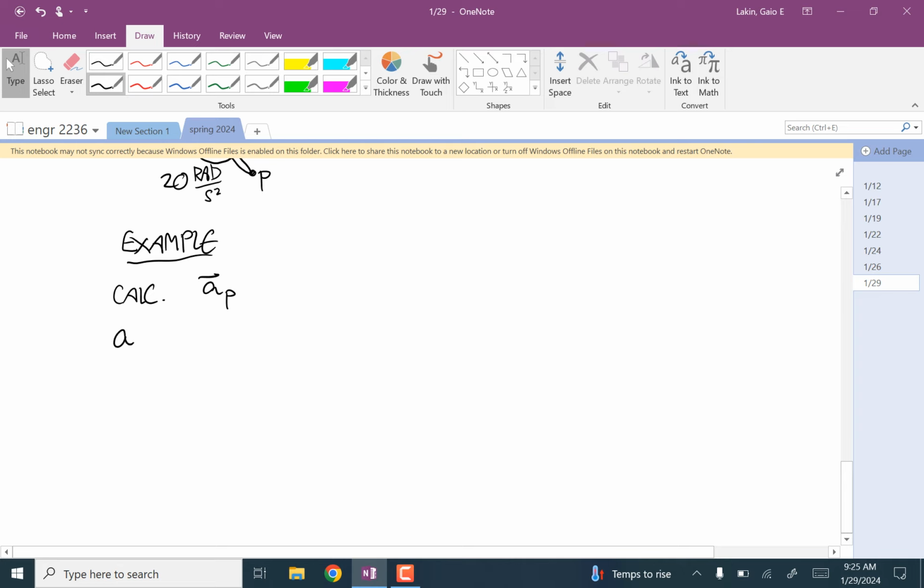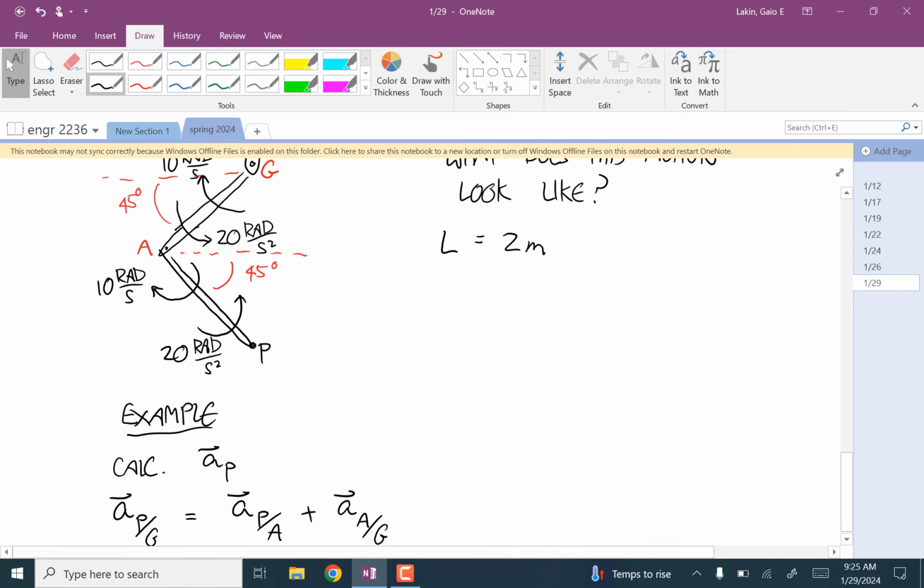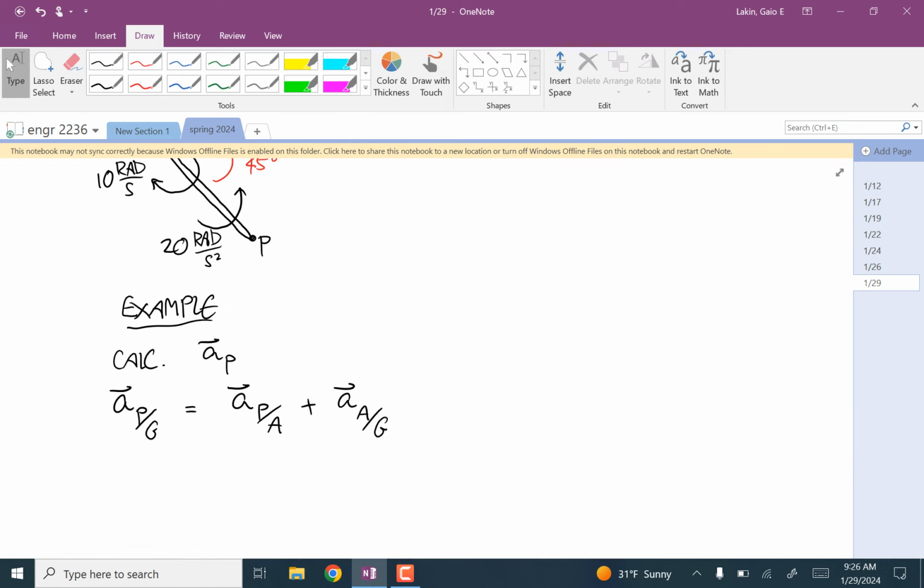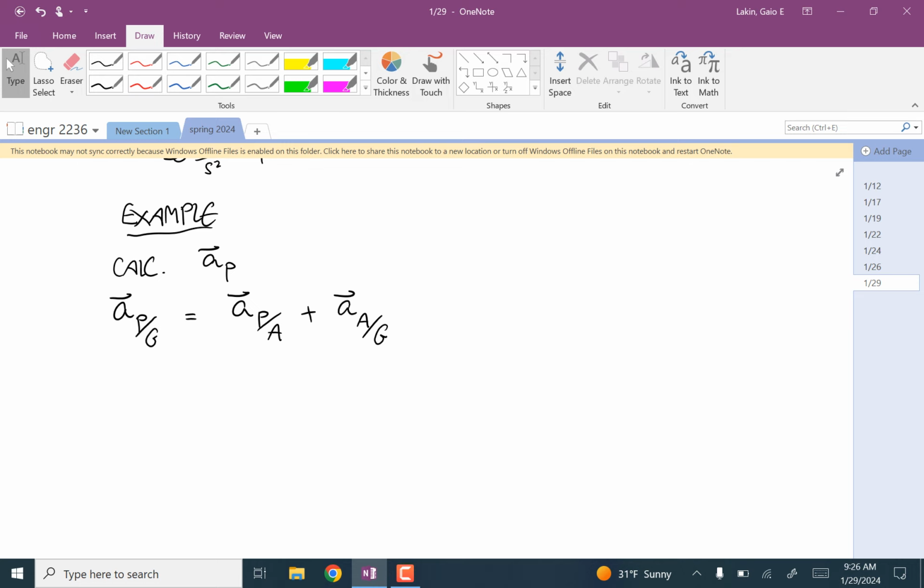And so the acceleration of P is the acceleration of P relative to A plus the acceleration of A relative to G. And after we do this, we'll just do it assuming, you know, like you were just saying, Colton, and we'll see that those answers are the same. Okay. Well, let's all do the same order. Let's calculate first the acceleration of A relative to G.